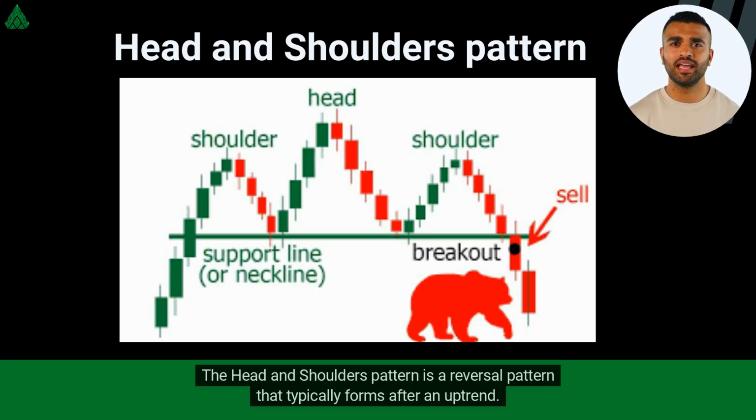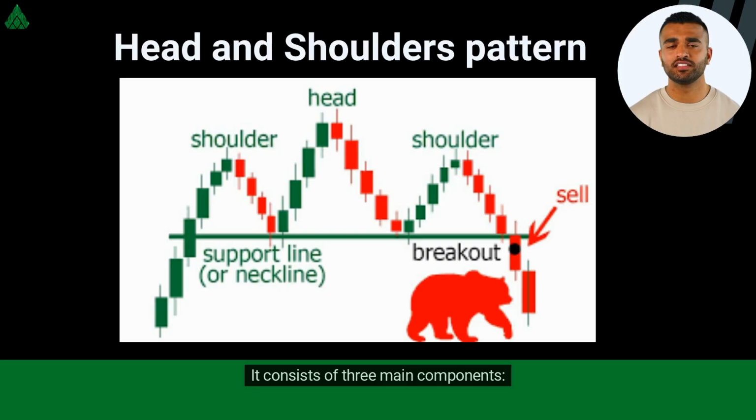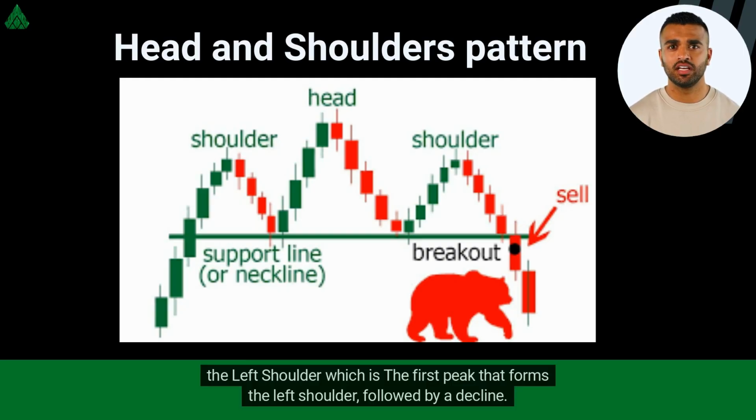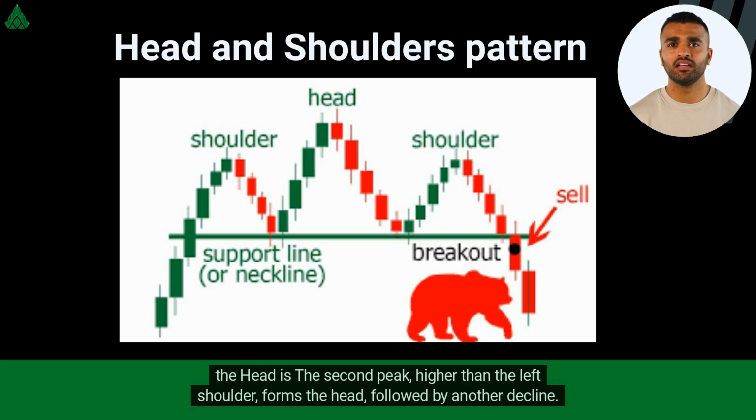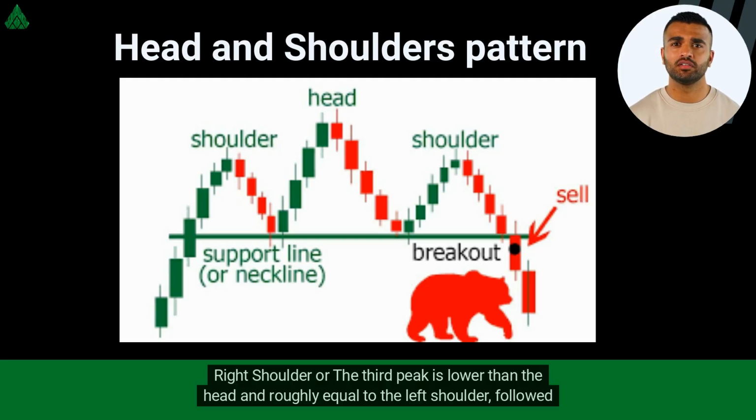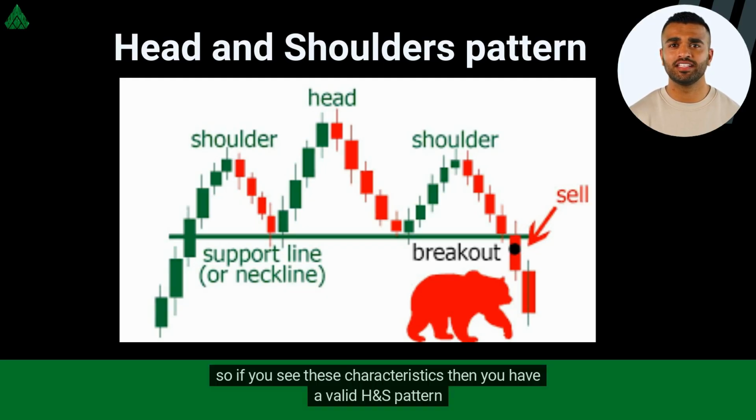The head and shoulders pattern is a reversal pattern that typically forms after an uptrend. It consists of three main components: the left shoulder, which is the first peak, followed by a decline. The head, the second peak higher than the left shoulder, followed by another decline. The right shoulder, or the third peak, is lower than the head and roughly equal to the left shoulder, followed by a decline. So if you see these characteristics, then you have a valid H and S pattern.